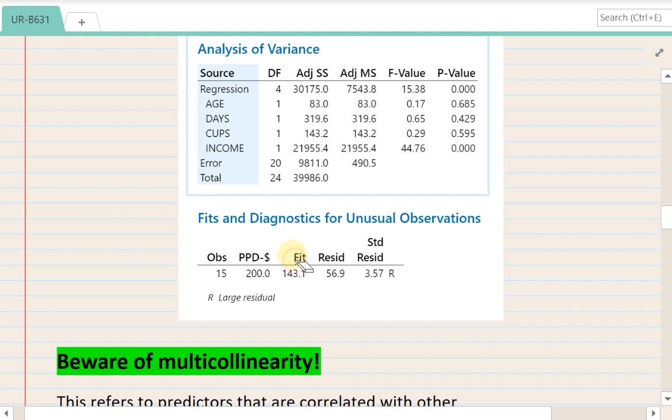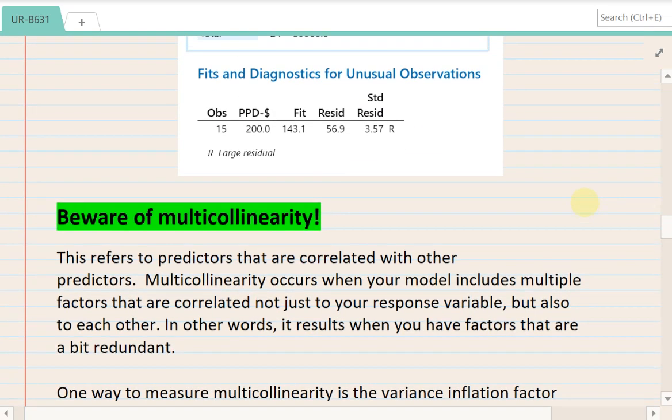All right. Now, this is the residual. Remember, the residual is the difference between them. So that would be 200 minus 143 equals the residual, or the error, or the miss, or the leftover. And this is just a standardized residual. Okay, just so you know. A lot of times we use the standardized values to compare the coefficients. So in fact, we can even look at the standardized coefficients.